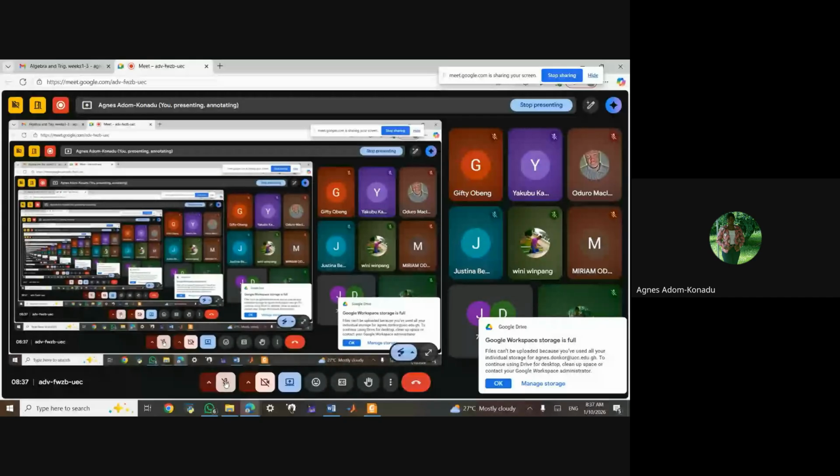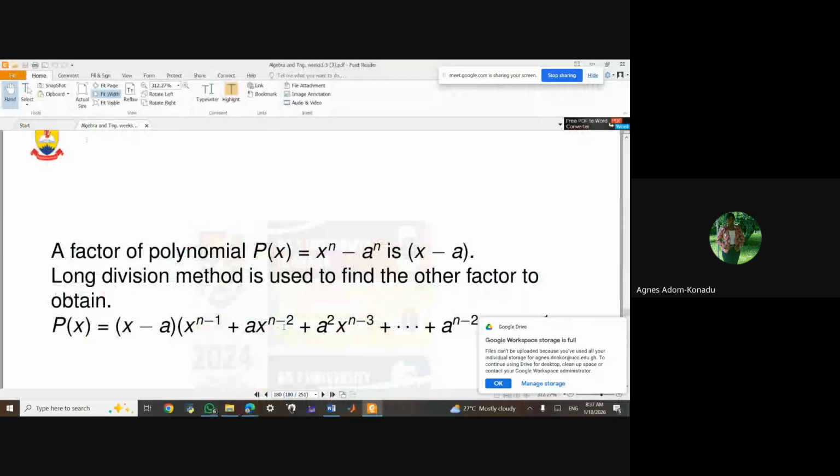Okay, sorry. As I was saying, I can write it as x minus a. For the example, our a is 2, so I write it as x minus 2. Then x to the power 4 minus 1, then a times x to the power 4 minus 2, a to the power 2, x to the power 4 minus 3, and so on.